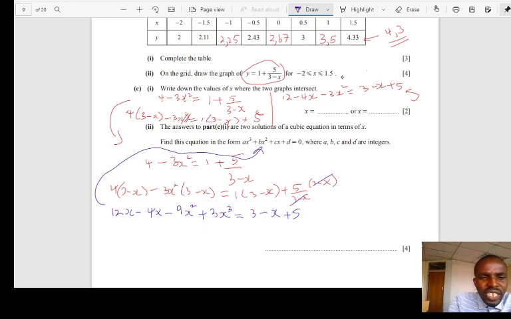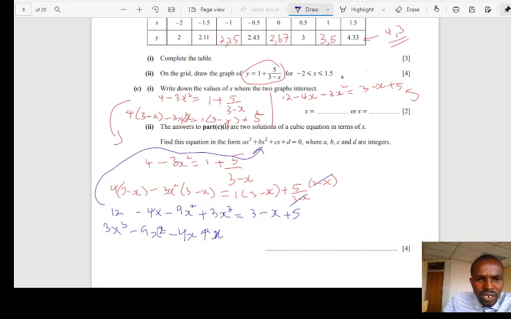Let me collect like terms, then simplify later. x cubed minus 9x squared, then plus 12, minus 4x. Oh, this one was not 12x. Where did I get 12x? This one is just 12. So let me put minus 4x. Then take that x and put it on the right, it will be plus x.